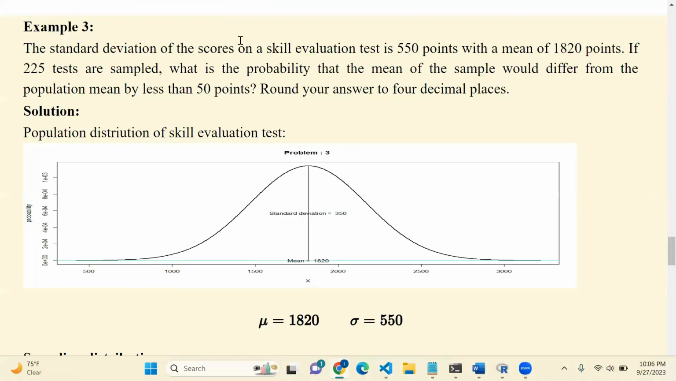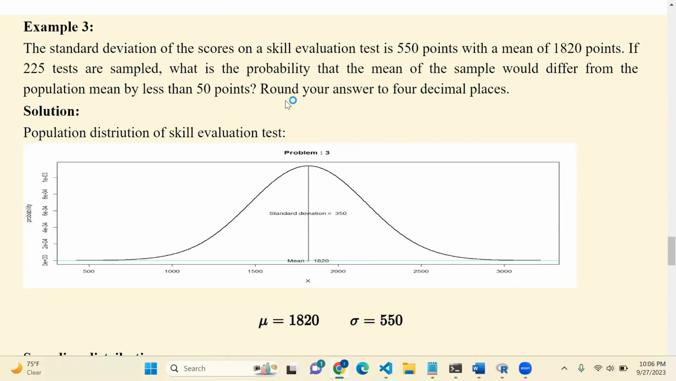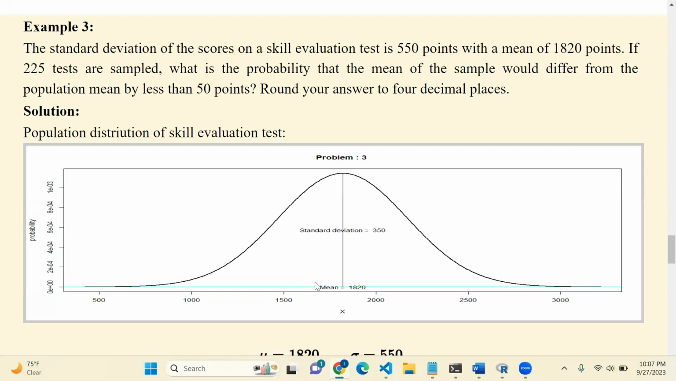Here in this example, we have the distribution of the score in a skill evaluation test, having mean equal to 1820 and the standard deviation equal to 550 points. From this distribution, a sample size of 225 tests is considered for the sampling distribution. This is the graphical display of the population distribution of the problem that is shown here.